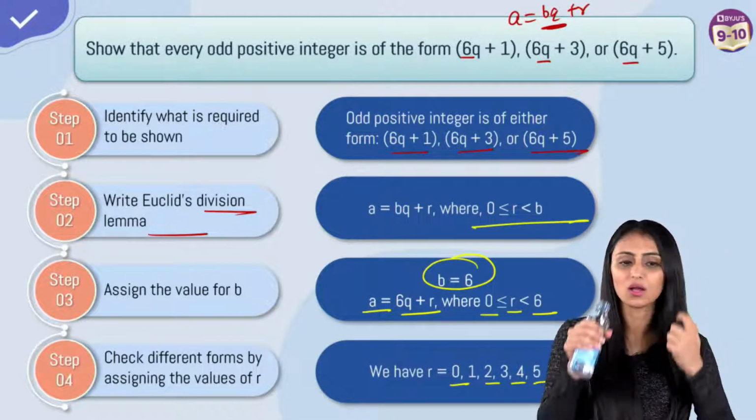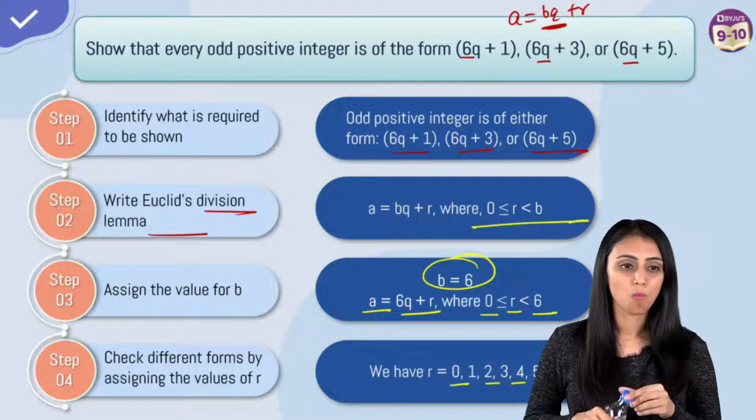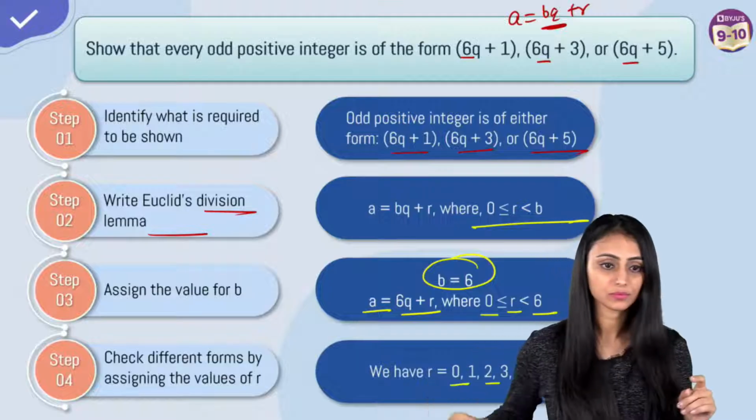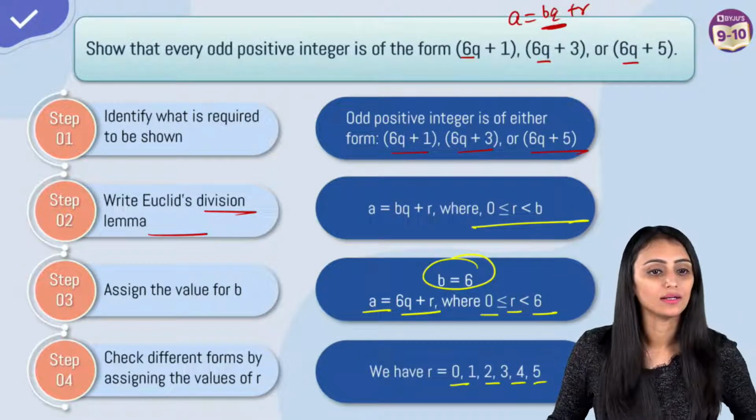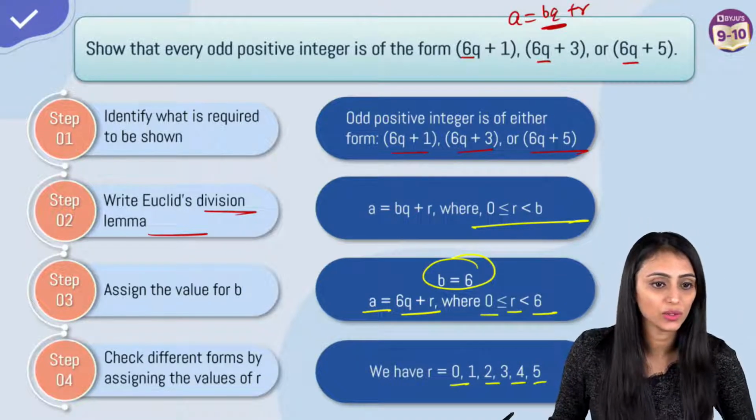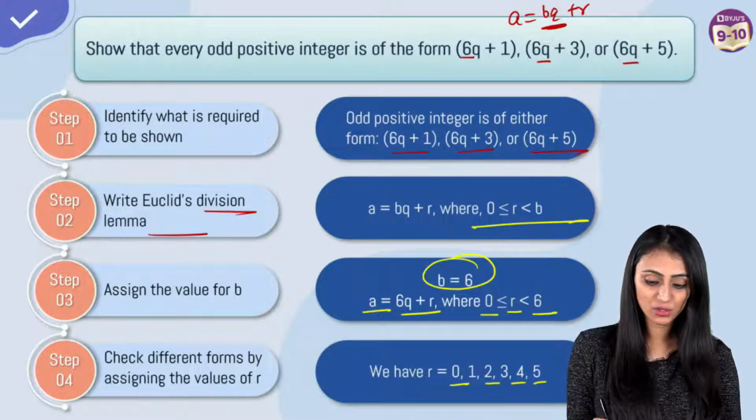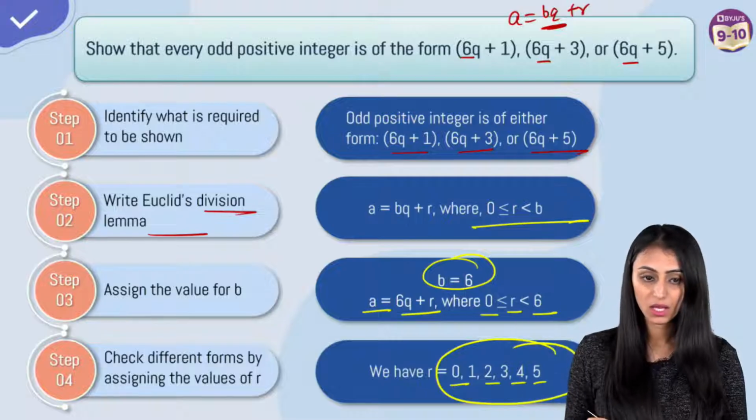Knowledge hub, what is 4? Yes, what is 4? Yes, Sunita, 0, 1, 2, 3, 4, 5. So these would be the values for r, right? Yes.